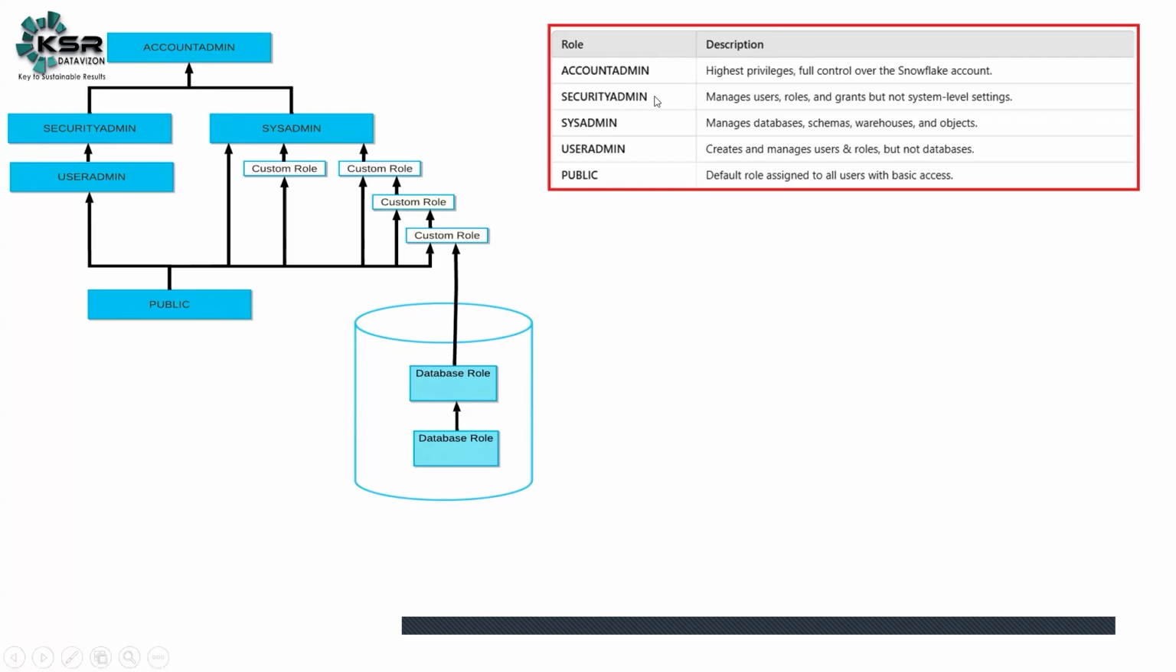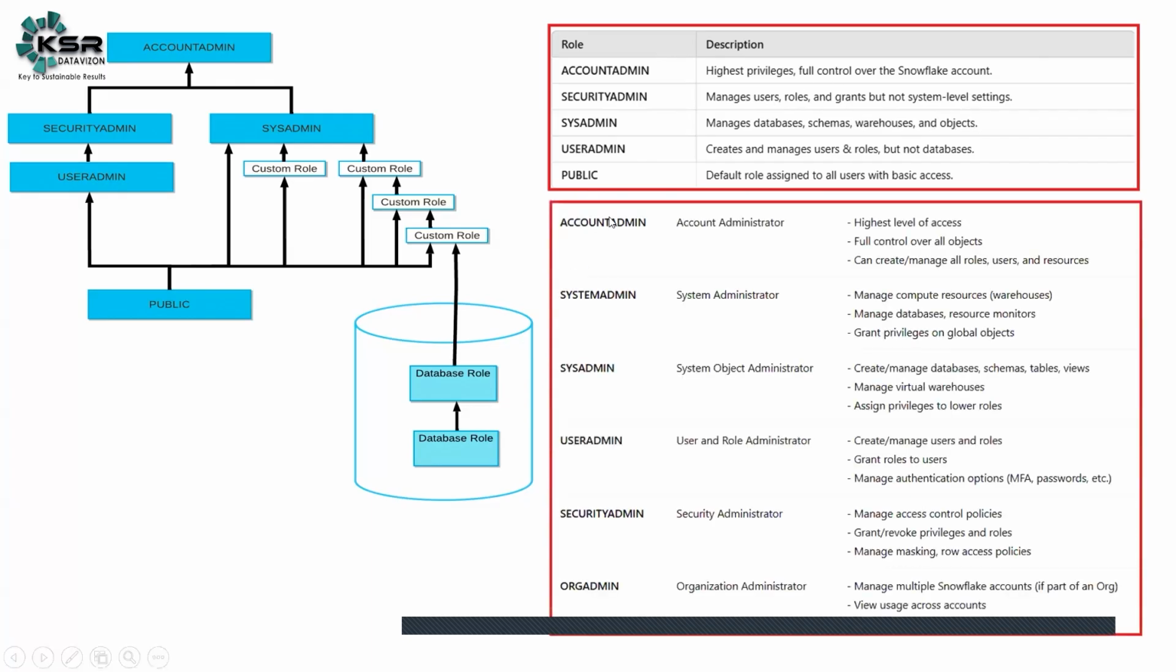And there is something called the system administration role, where you can manage anything your user role grants, but not system level settings. In sysadmin, only your database objects, warehouses, anything with respect to that is given here. There is another called user admin, which only creates and manages roles, but not your databases. And there is something called public, which is the default, assigned to all with basic access. To understand more, the first is account admin, the administrator, where you have the highest privileges and full control on the objects. You can create and manage all the roles and use any resources under your Snowflake.